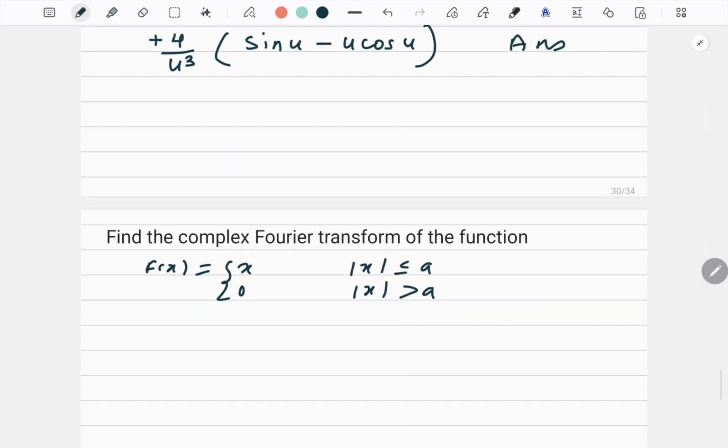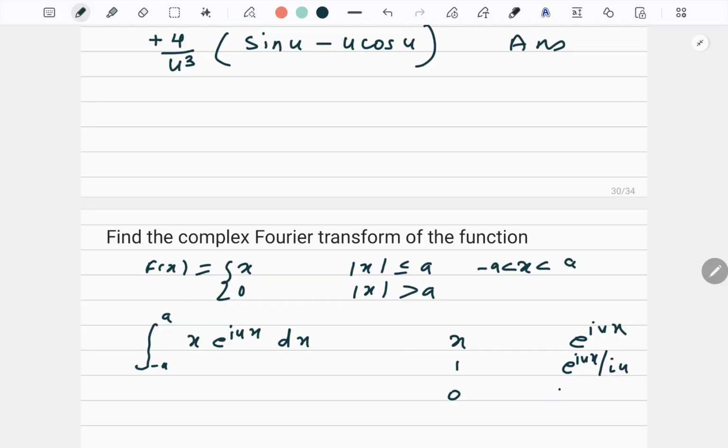Now you have this question. Again, this means x is from minus a to plus a. So again, if I apply the formula, I will be left with the integral from minus a to a of x e to the power iux dx. So how to integrate it? x and e to the power iux. So 1, 0. This will become e to the power iux upon iu, e to the power iux upon i square u square. Make cross lines, plus minus.